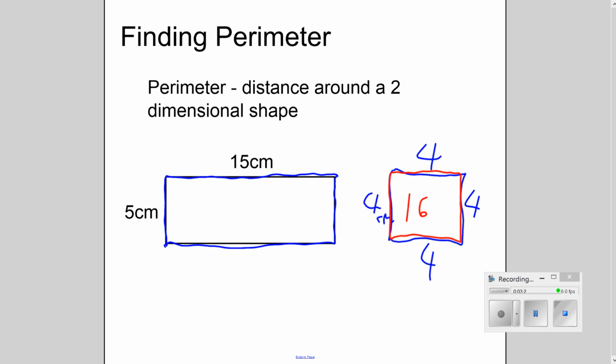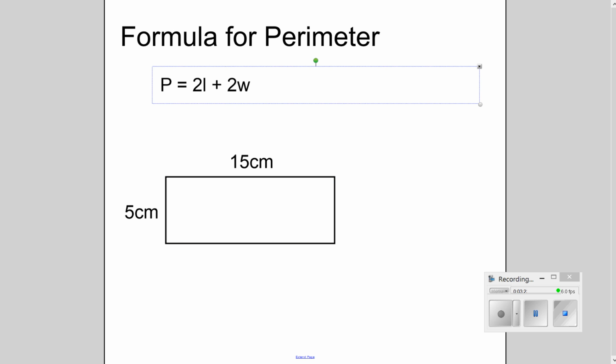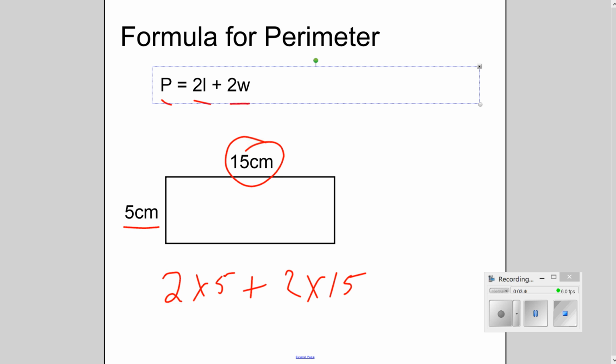This leads us to the formula for finding the perimeter, which is that the perimeter is 2 times the length plus 2 times the width. So in this case, the length is 5 centimeters, so it's 2 times 5, plus the width is 15 centimeters, so it's 2 times 15. 2 times 5 is 10, 2 times 15 is 30, and so we get 40 centimeters.